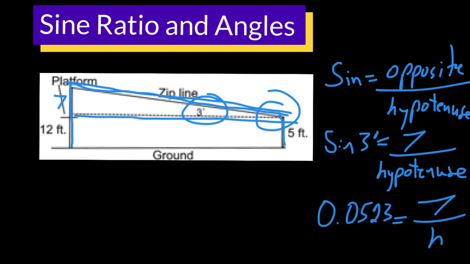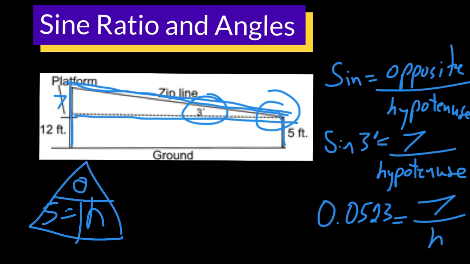Using the sine function on a scientific calculator, we find that the sine of 3 degrees is equal to 0.0523, and we know the opposite is 7 over the hypotenuse. Working with a formula like this one, I always like to use the formula triangle, so we know that sine is equal to the opposite over the hypotenuse. So that means that the hypotenuse is going to be equal to the opposite over the sine. So we've got 7 over 0.0523 is going to be equal to the hypotenuse.